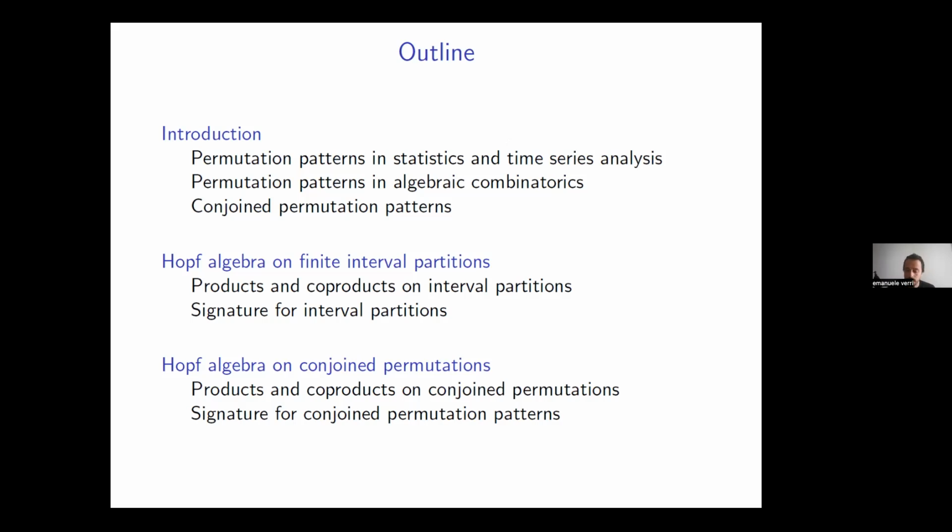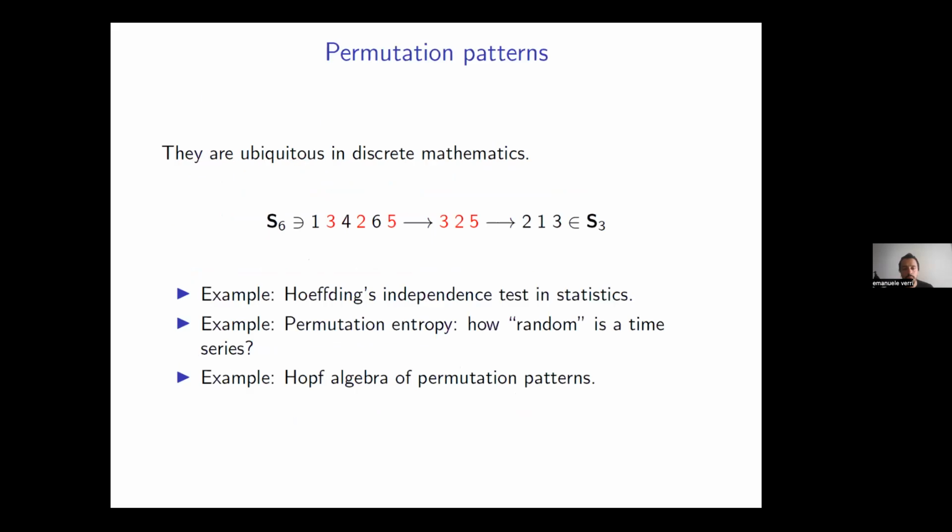So let's start from the introduction. As I said, permutation patterns play a big role in many fields of math, and I will be showing an example of them arising in statistics, with Hoeffding's independence test, and how they can be used to compute this kind of statistics. I will also talk about the main source of inspiration for our conjoined permutation patterns, which is based on permutation entropy, an index that people use to determine the behavior of a discrete time series. And I think Yannick is also here, so I will also be speaking about the Hopf algebra on permutation patterns that was introduced 10 years ago, which indexes these kinds of objects.